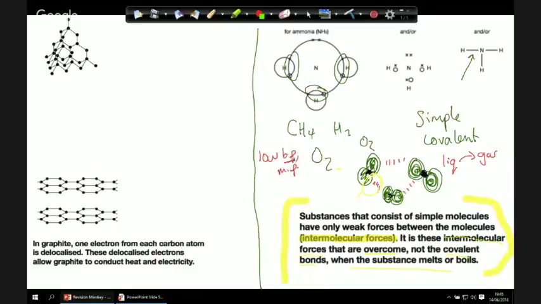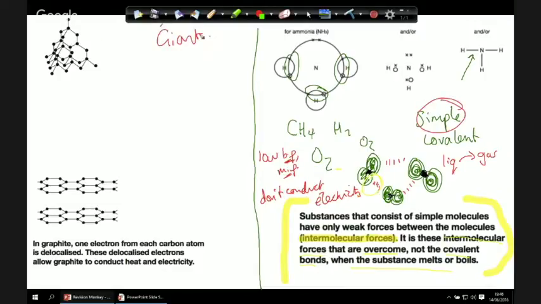You can kind of remember this because most of them are gases at room temperature, like methane and oxygen and hydrogen. So they must have boiled at a really low temperature to be a gas at room temperature. So they've got low boiling points, low melting points, and of course they don't conduct electricity either.